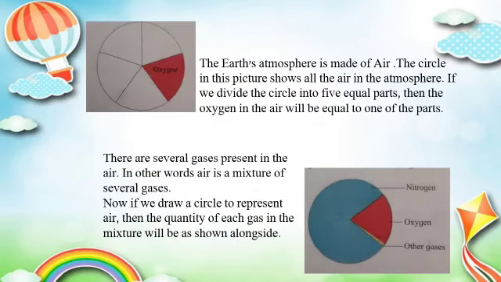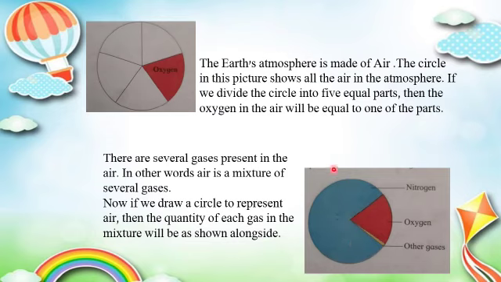The Earth's atmosphere is made of air. The circle in this picture shows all the air in the atmosphere. If we divide the circle into 5 equal parts, then the oxygen in the air will be equal to one of the parts. Can you all see that? Well, there are several gases present in the air. In other words, air is a mixture of several gases.